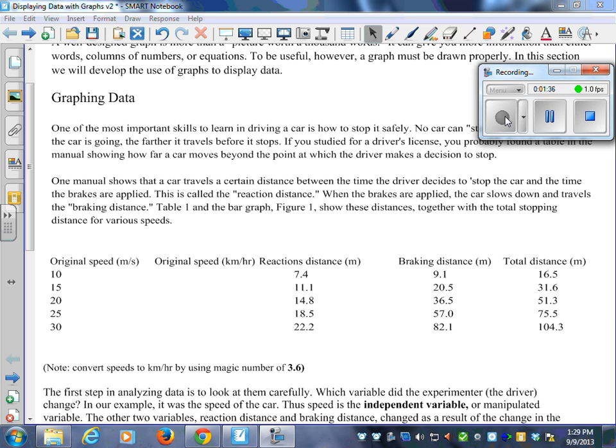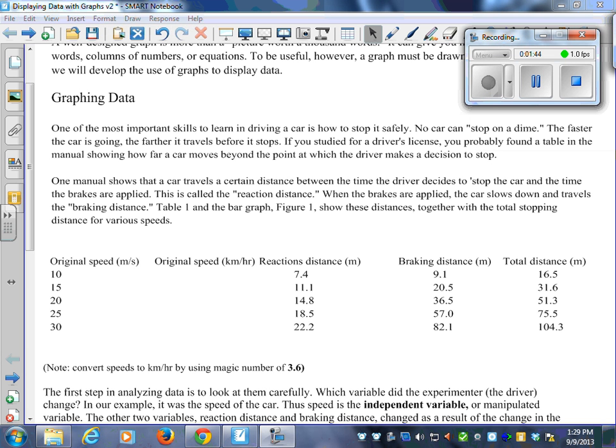So, one of the most important skills to learn driving a car is how to stop it safely. Anybody in driver's ed right now? Anybody have done their driver's ed already? Excellent. So you'll all remember this. The faster the car is going, the farther it travels before it stops. Of course. If you study for a driver's license, you probably found a table in the manual showing how far a car moves beyond the point at which the driver makes a decision to stop.